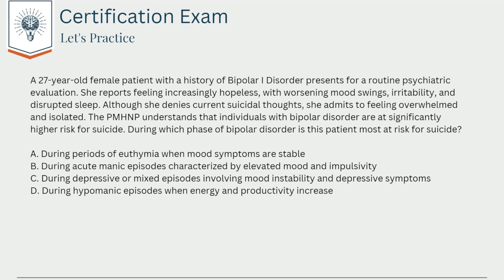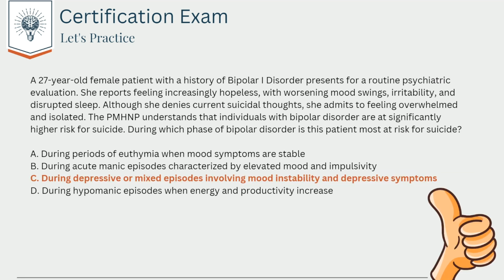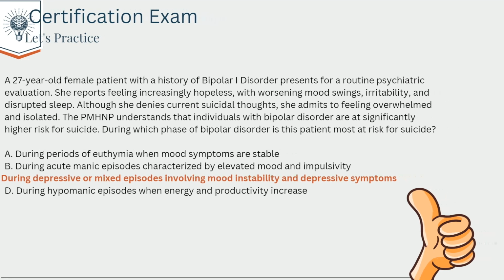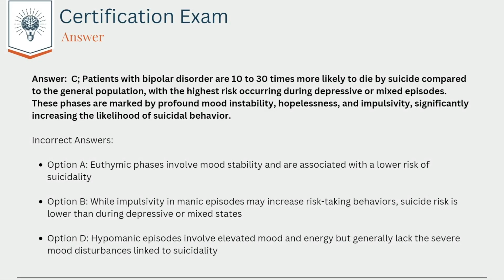All right, so if you selected C, during depressive or mixed episodes involving mood instability and depressive symptoms, you're absolutely right. Let's take a closer look at why this is the most dangerous phase. Patients with bipolar 1 disorder are 10 to 30 times more likely to die by suicide than the general population. The greatest risk occurs during depressive and mixed episodes. During these phases, patients experience intense mood instability, deep hopelessness, and overwhelming emotional pain. Mixed episodes, in particular, combine depressive symptoms with anxiety, agitation, and impulsivity. This creates a perfect storm for suicidal behavior.